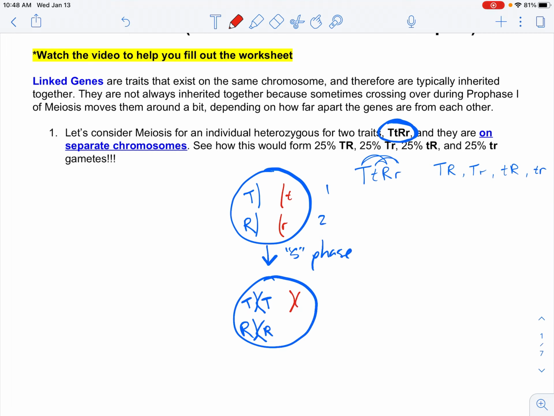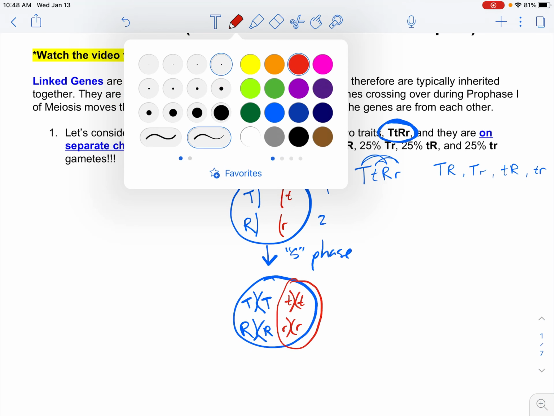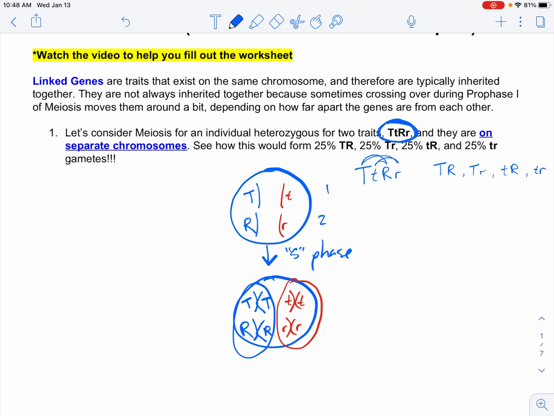So I'm going to show that. And these are the little t and the little r. The reason I'm showing them like this, let's say those are from the biological mother, and let's say these are from the biological father. The biological father gave both the dominant traits, and the biological mother gave both the recessive traits, because I'm assuming the plant we're looking at was the result of a cross that would have looked like this.